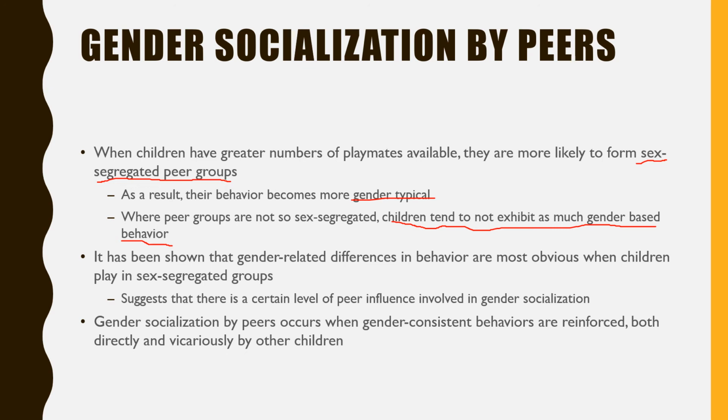In terms of moving on to the next point, it has been shown that gender-related differences in behavior are most obvious when children play in sex-segregated groups, right? So there's a certain level of peer influence involved in gender socialization. Even though a child may exhibit the most gender-related differences, where they are very masculine in a group of very masculine children, or very feminine in a group of very feminine children, when they are away from those peer groups, those differences don't seem to matter as much. And then gender socialization by peers occurs when gender consistent behaviors are reinforced, both directly and vicariously, by other children, right? Like, that's not what boys do. That's not what girls do. Those sorts of things can really affect our own gender socialization.